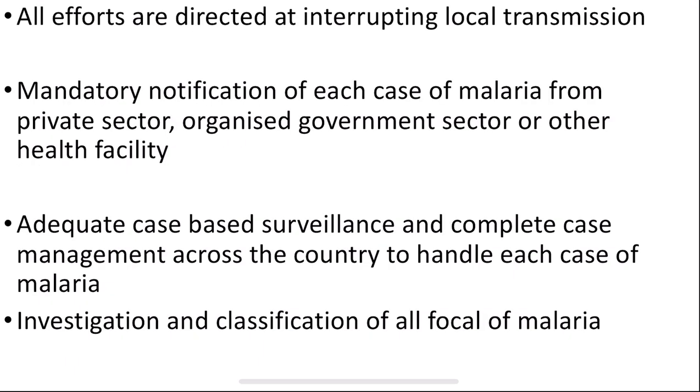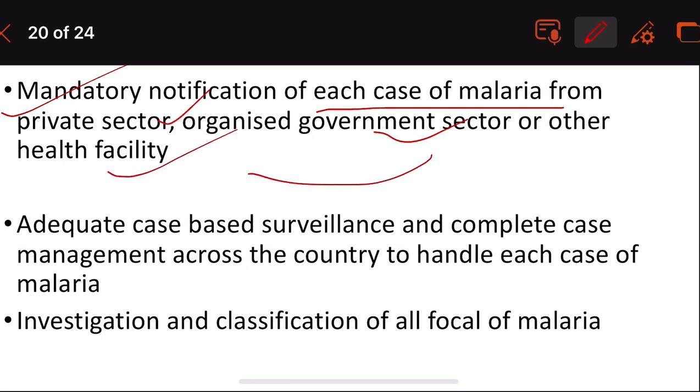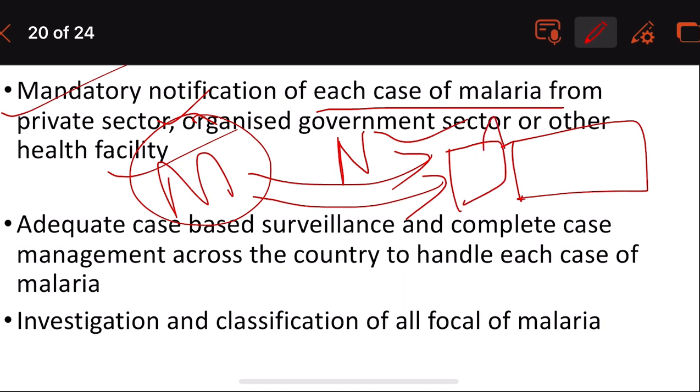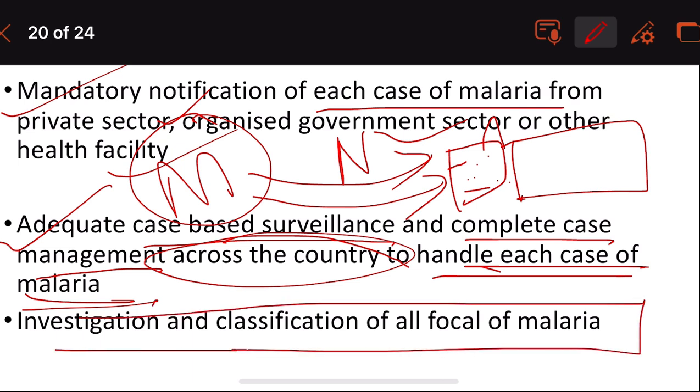Moving on, the efforts will be directed at interrupting the local transmission. Mandatory notification of each case of malaria from the private sector, the government sector, and other health facilities should be given. They need to notify us if any malaria case comes up. Next, adequate case-based surveillance and complete case management across the country to handle each case of malaria. Investigation and classification of all the foci of malaria.